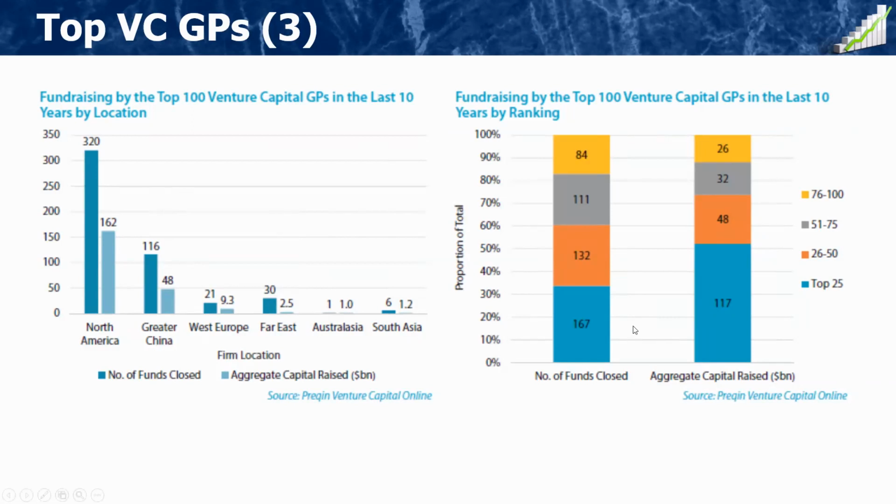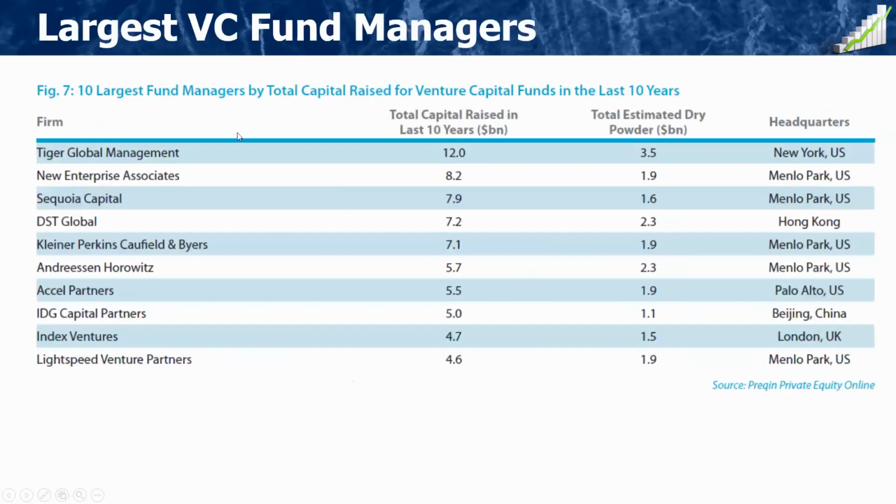So in terms of the funds, you see that 117 billion was raised by the top 25 funds only. These are the names which some of you might be familiar with already, some not, but now you will get that. So Tiger Global Management, New Enterprise Associates, quite big guys who are playing in this industry.